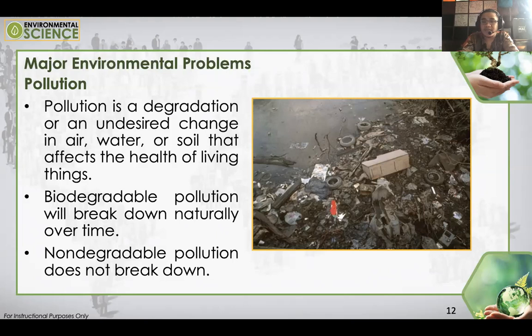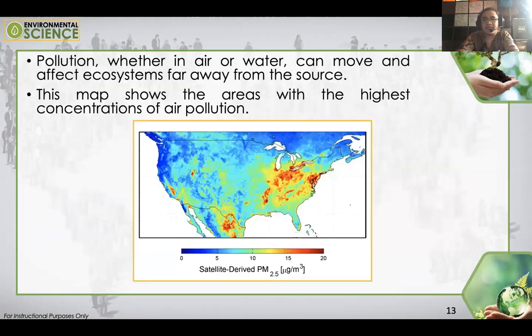So biodegradable, ito yung nabubulok. Non-biodegradable does not break down, or it takes hundreds of years before it breaks down, like even plastics ngayon, no? Okay, pollution, whether in air or water, can move and affect ecosystem far away from the source.